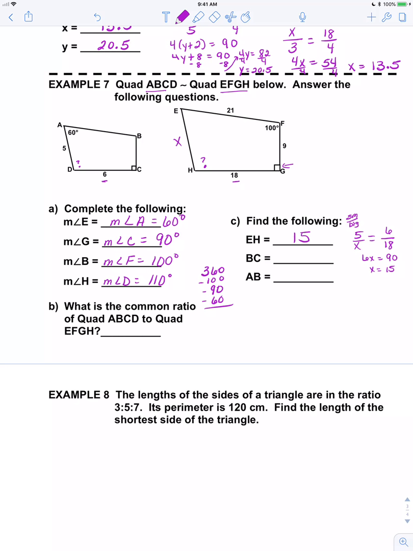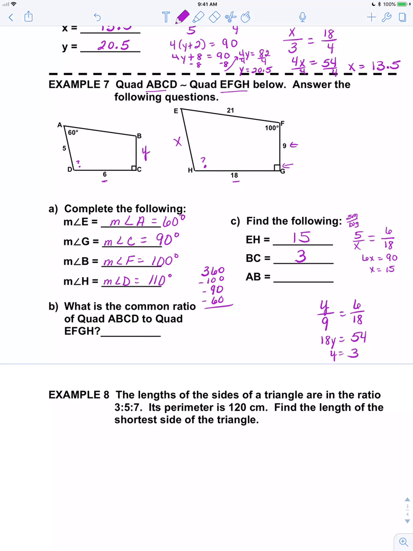Okay. Then we're going to go find, let's see, BC. So now we're looking for this one. I'll say that one's y. So its corresponding one is 9 on this side. So y is to 9, as the one that we know, 6 is to 18. So 18y is equal to 9 times 6, which is 54. So 54 divided by the 18. So y would have to be 3.